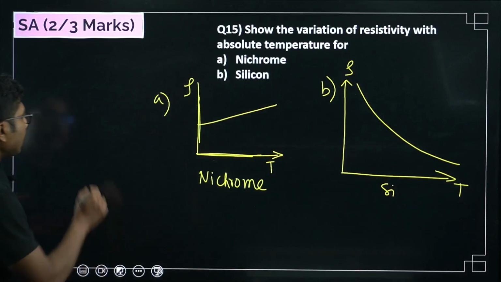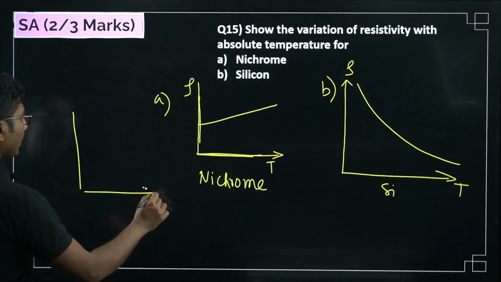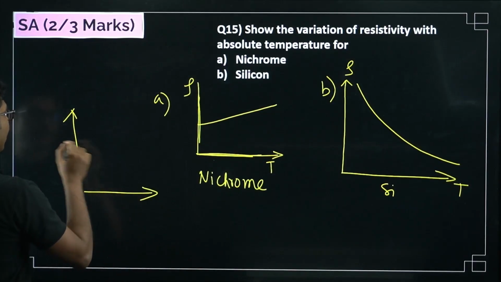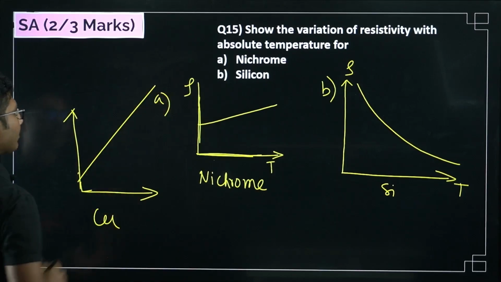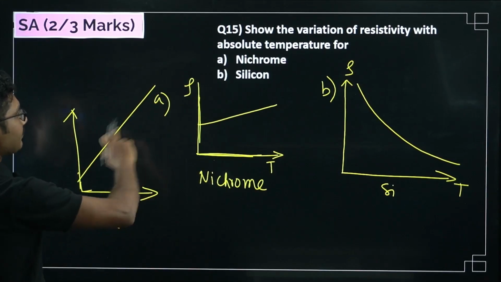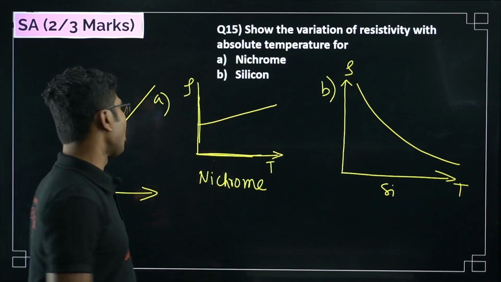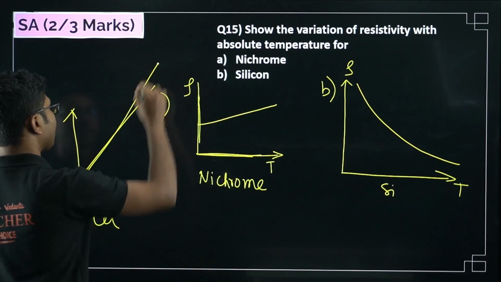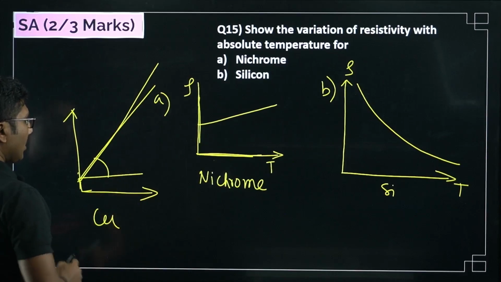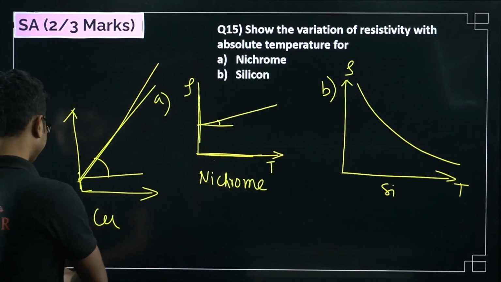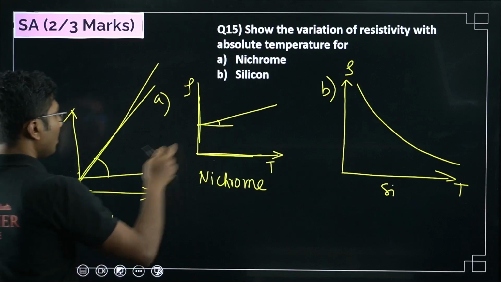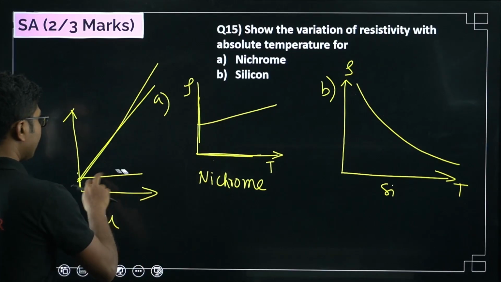If the same question was asked for copper, the resistivity will increase very sharply. So this is the difference between copper and nichrome wire. Copper will increase very, very sharply. The slope is very, very high, whereas for nichrome the slope is very, very small. So you should know how they will all be different.